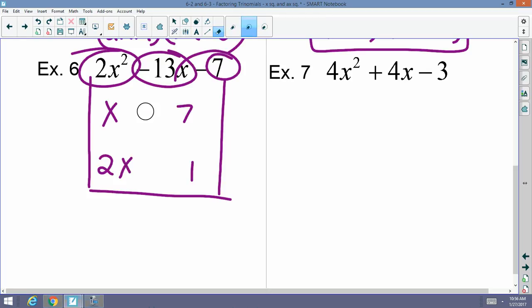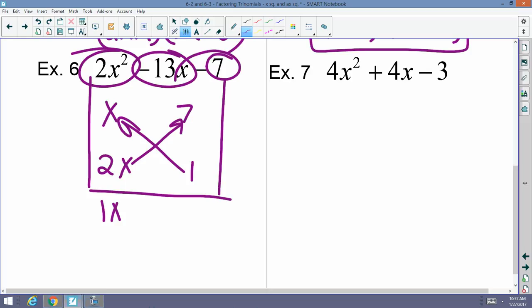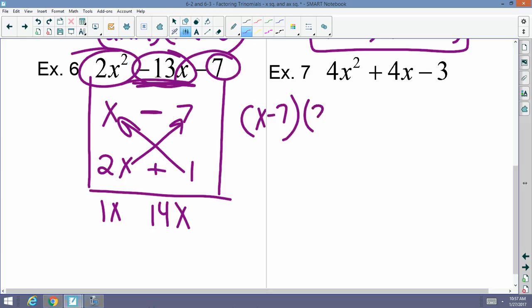Or actually, don't even put any signs. X times 1 is what? 1x. 2x times 7 is what? 14x. Can I manipulate the signs here so that 1x and 14x can equal negative 13? How? This would be the negative 7 here, and this would be positive. Well, this is x minus 7 times 2x plus 1. That is another way you could do this. This way also involves a lot of guessing and checking.